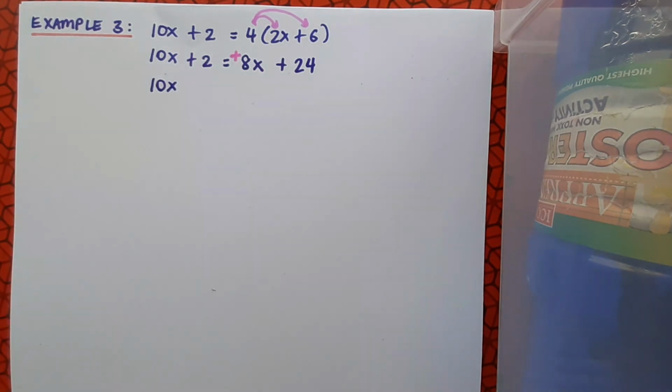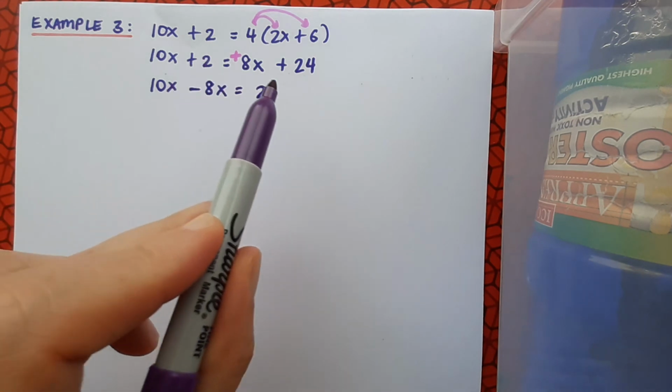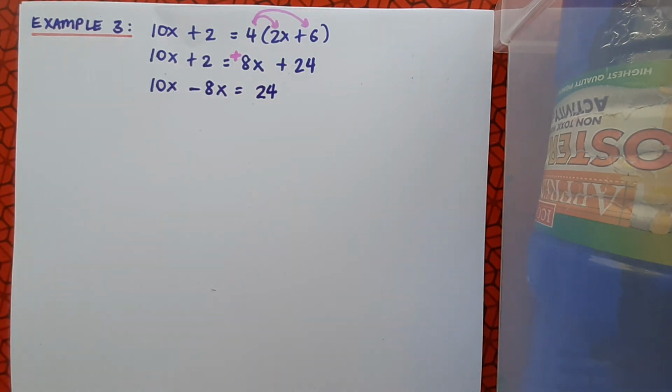Now just notice that while there was no sign written in front of the 8x, it's a plus 8x. So when it comes across to the left-hand side, it's going to become a minus 8x. On the right-hand side, the 24 is already there. I can write it as 24, or I can write it as plus 24. And then the plus 2 from the left-hand side is going to have to come over, and that's going to change into a minus 2.